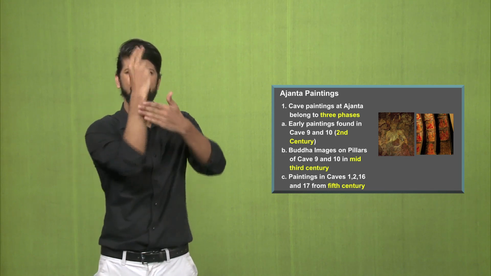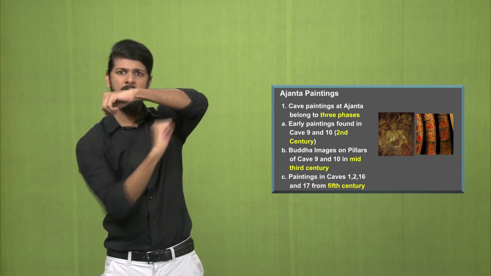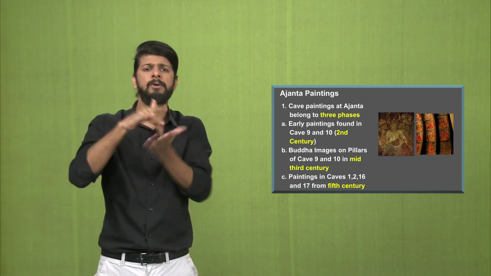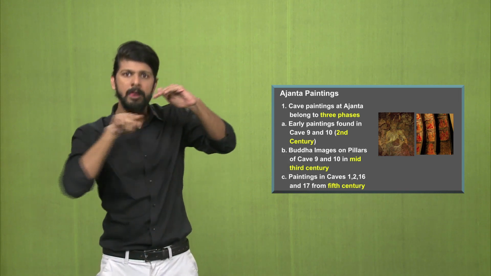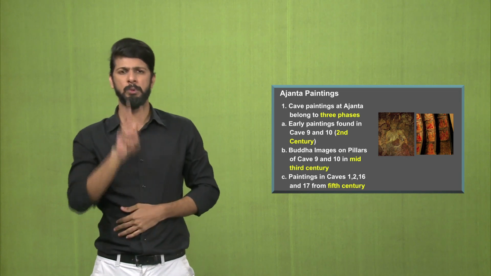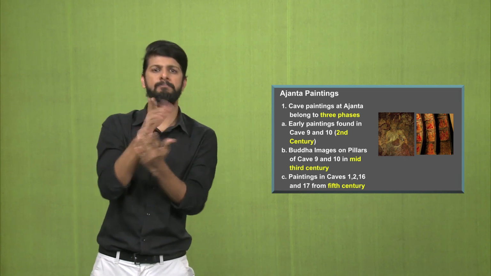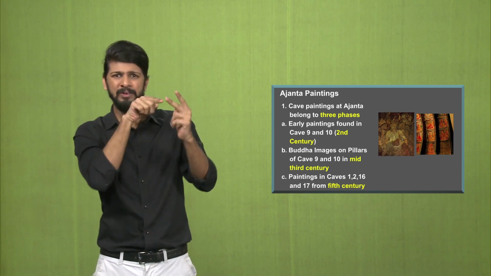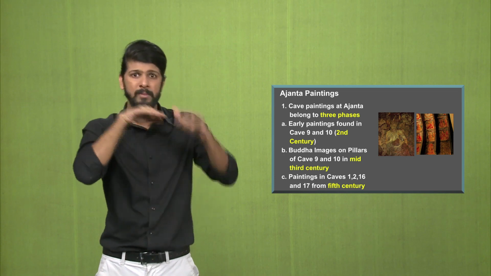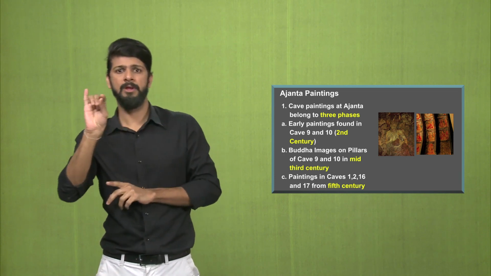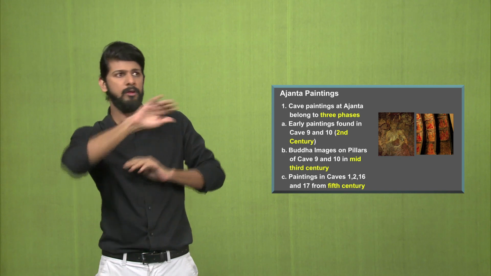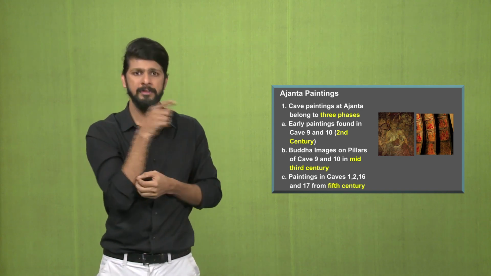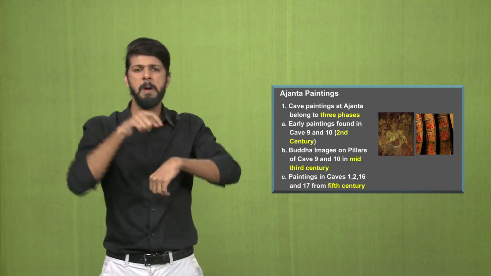Then the next phase were the images of Buddha on the pillars, and these were in cave 9 and cave 10, which were done somewhere in the middle of the 3rd century. Then the last phase were paintings in cave 1, cave 2, cave 16 and 17, and these paintings were done somewhere in the 5th century.